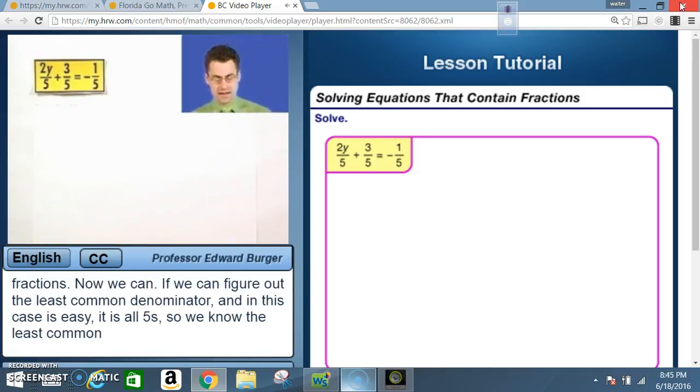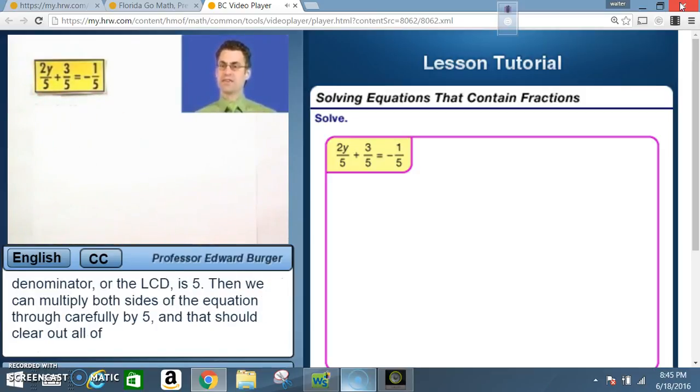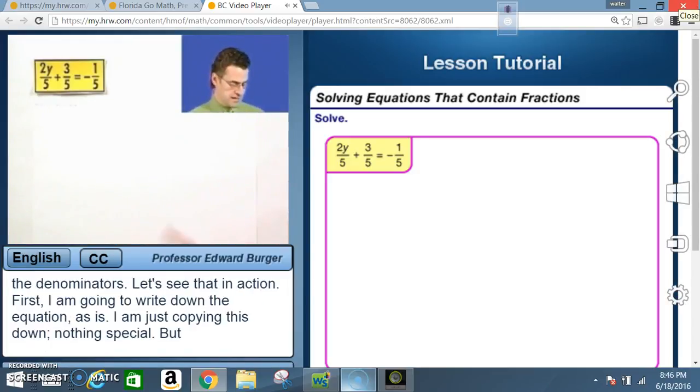So it would be great if we could just get rid of the fractions. Now we can. If we could figure out the least common denominator, which in this case is easy, it's all 5, so we know the least common denominator, the LCD, is 5, then we can multiply both sides of the equation through carefully by 5, and that should clear out all the denominators. Let's see that in action.